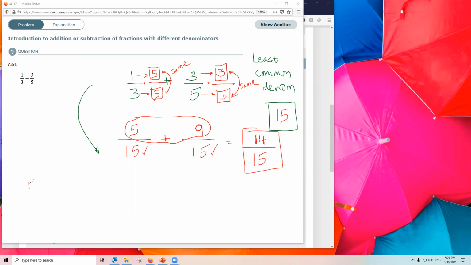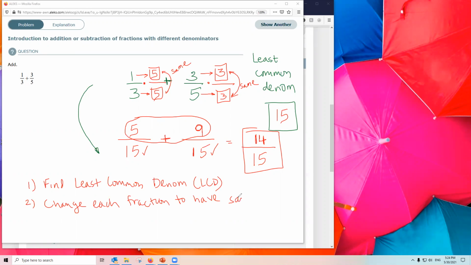Okay, so there's a couple of steps here. Step 1 is find what's called the least common denominator. Sometimes you'll see this abbreviated as LCD. Then you have to change each fraction to have that same common denominator. Then you can go ahead and add. And again, if you wanted to, you can come here and click on this explanation to see some worked out examples.